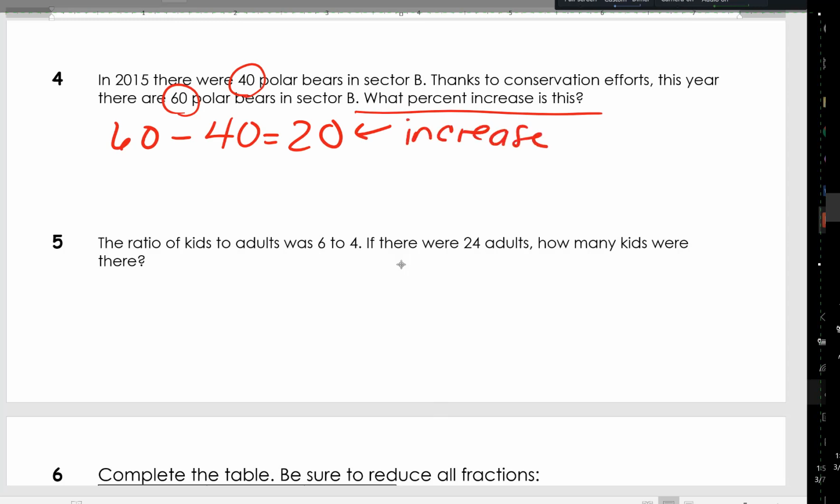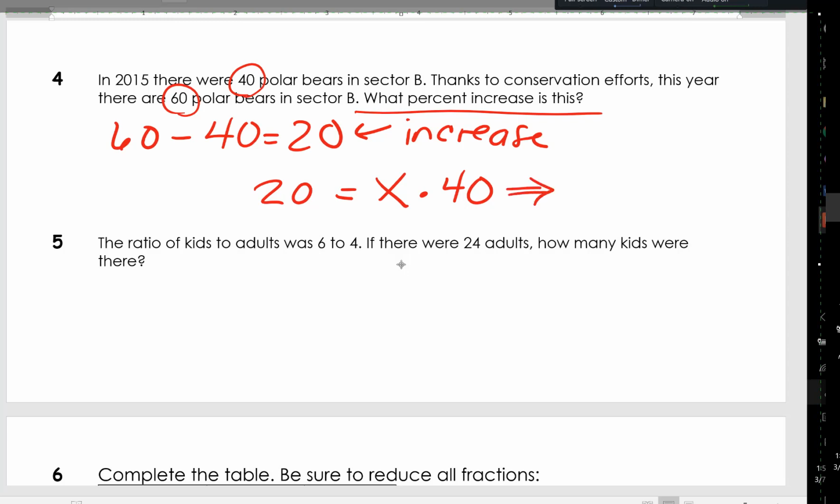All right, and so when it says what percent increase is this, it means what percent of the polar bears you started with is an increase of 20 polar bears. All right, so 20 is what percent of 40? That's what you're looking for. All right, so an increase of 20 polar bears is what percent of the polar bears you started with.